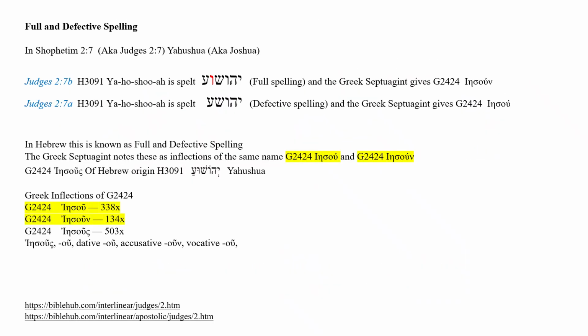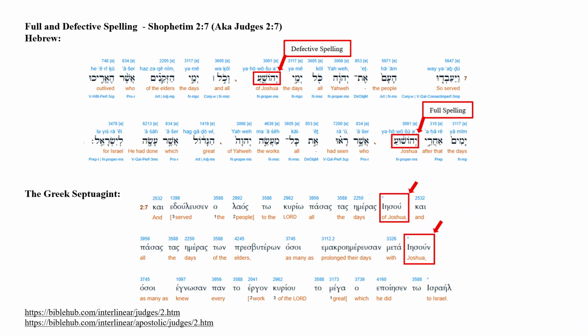Full and defective spelling. In Shoftim 2:7, Yahushua is spelt Yod He Wa Shin Wa Ayin, and also spelt Yod He Wa Shin Ayin within the same verse. In Hebrew, this is known as full and defective spelling. The Greek Septuagint notes these as inflections of the same name, G2424. Full and defective spelling.